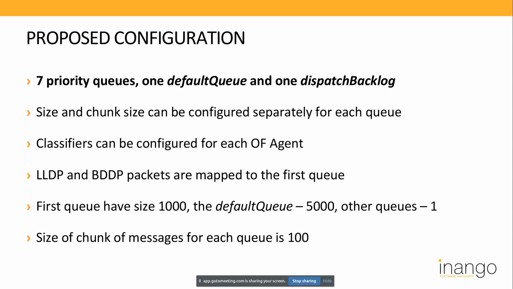As the default configuration, we used the following. We moved LLDP and BDDP packets to the first queue. The first queue was set to a size of 1000 messages. The default queue was kept at its current size, and the count of messages that we read during the round robin algorithm from each queue is 100 messages.